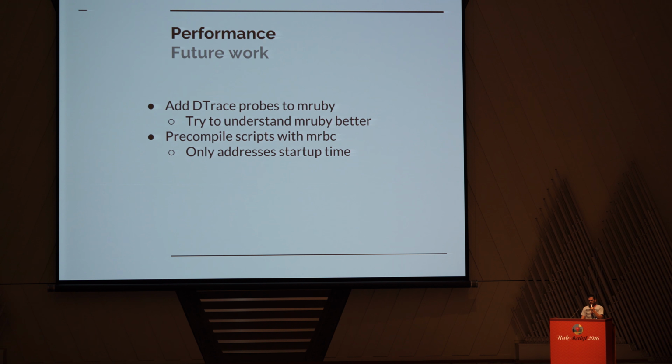As future work, there's something I wanted to do to try to understand mruby better, and specifically the performance of mruby: adding dtrace probes to mruby to understand everything that was happening. I wanted to know if it was the parsing or the actual implementation of mruby, and where in mruby my things were slow. And also, if you want to address the startup time, maybe mrbc, which is a way of converting Ruby script to bytecode, could help.